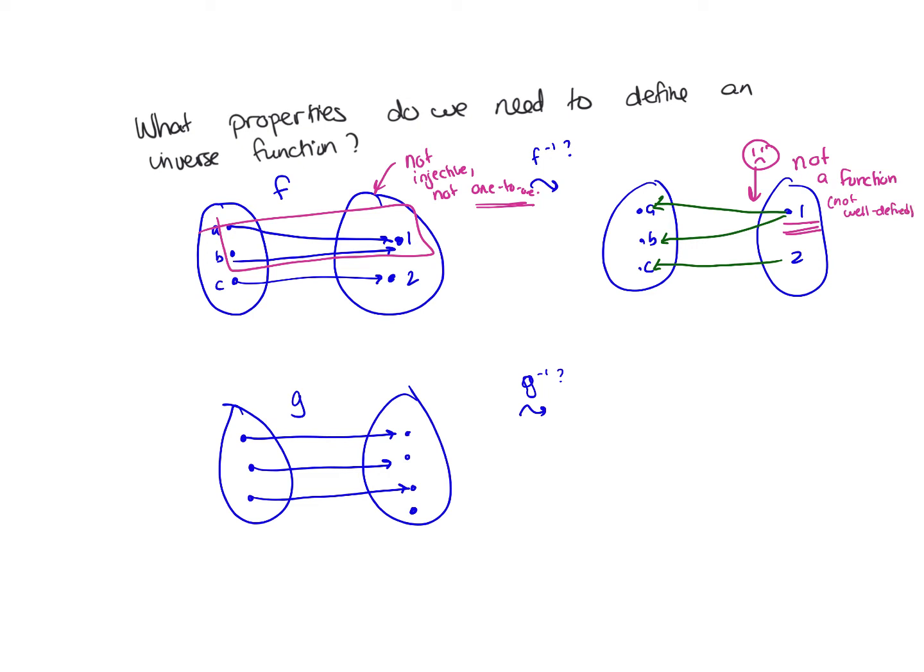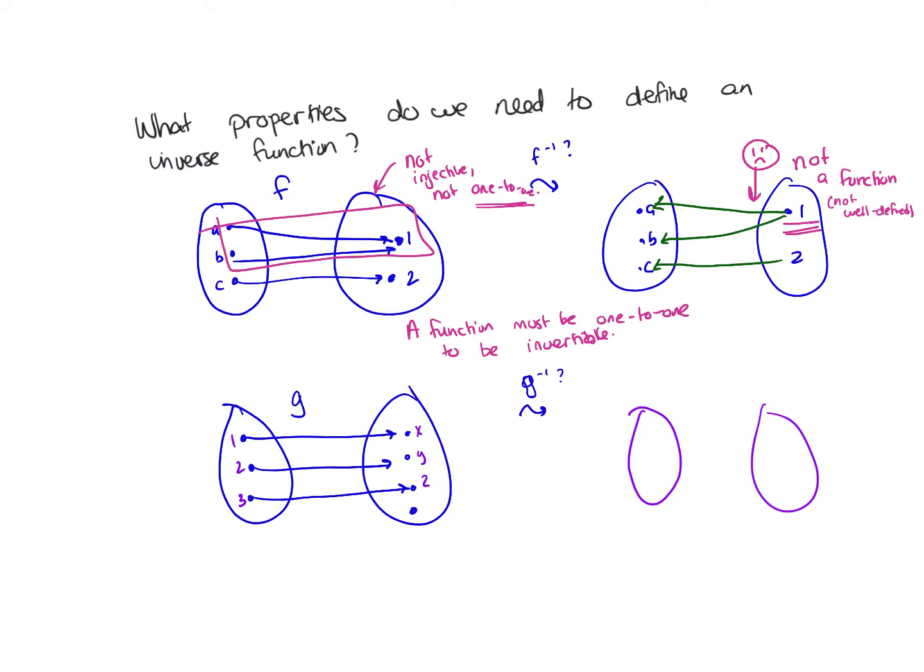So therefore, a function must be one-to-one to be invertible. That's the first thing we can notice. So let's look at the second example. This one is one-to-one. So again, let's label these guys. I'm going to switch it around. I'll put them in the same spots as they are right now, but I'll reverse the order of my arrows.